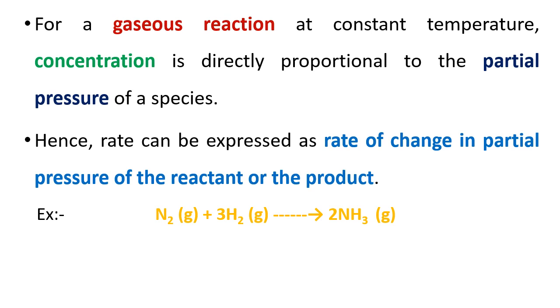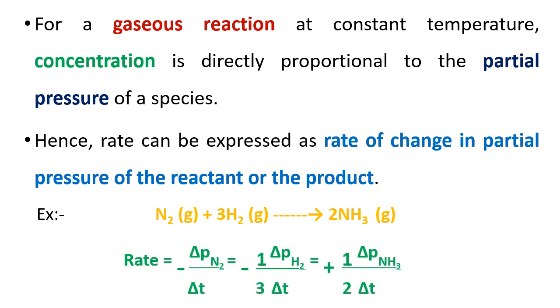For example, nitrogen gas reacts with 3 molecules of hydrogen gas to give 2 molecules of ammonia gas. The rate for this reaction is −change in partial pressure of nitrogen gas divided by change in time, which is equal to −1/3 change in partial pressure of hydrogen gas with respect to change in time, which is equal to +1/2 change in partial pressure of ammonia gas with respect to change in time.